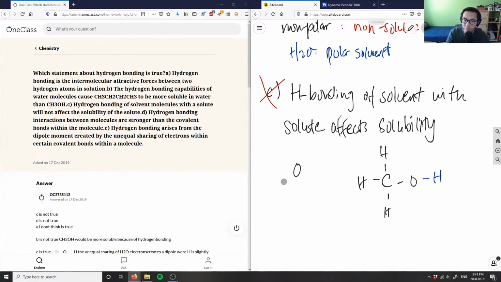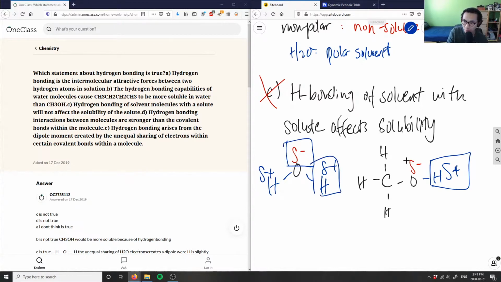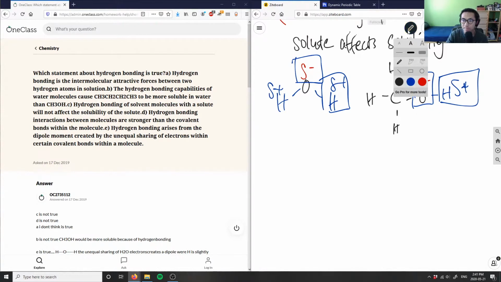Hydrogen bond here. Again, this here is a partial negative charge and this here is a partial positive. So these guys are going to be attracted: this hydrogen is going to be attracted to the oxygen of the water molecules, and these hydrogens are going to be attracted to this oxygen. So this is the hydrogen bonding that exists between the solvent and the solute. So C has to be a false statement here. D here is asking us: hydrogen bonding interactions between the molecules are stronger than covalent bonds.